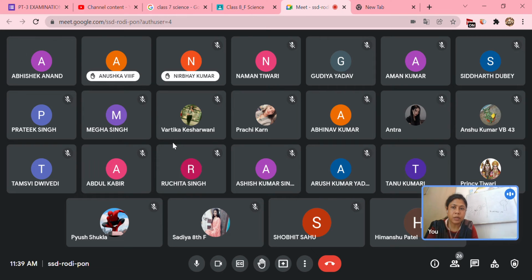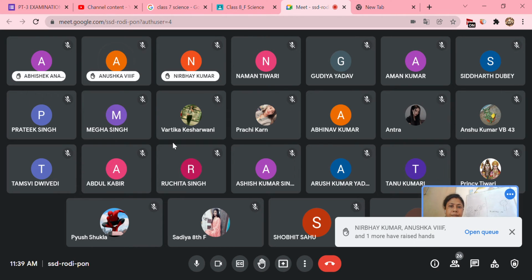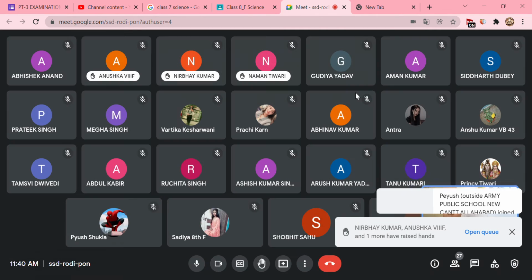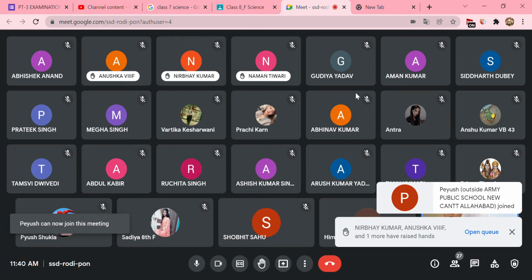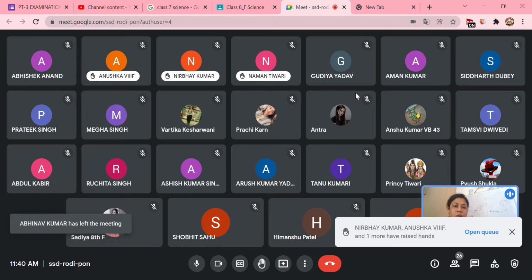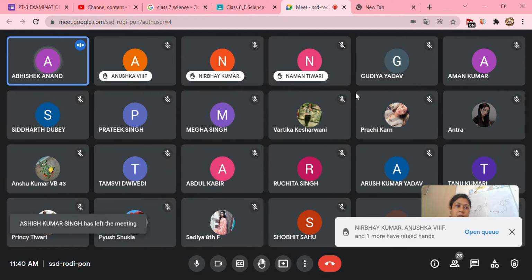So we have already done this from the book. Nirbhay Kumar, what will be the right option? Option B, because the rod becomes positively charged while the cloth becomes negatively charged. And also we take it as a convention that when a glass rod is rubbed with silk cloth, the glass rod will acquire positive charge and the silk cloth will acquire negative charge.